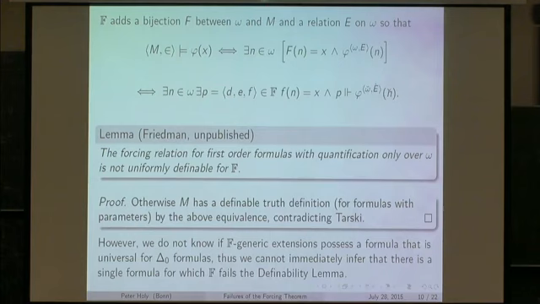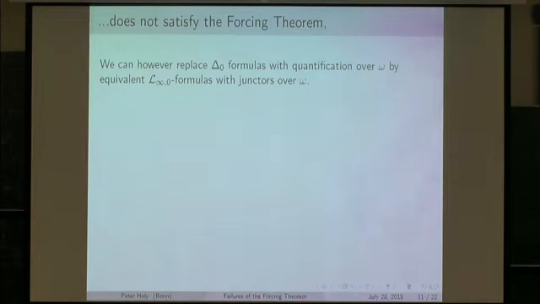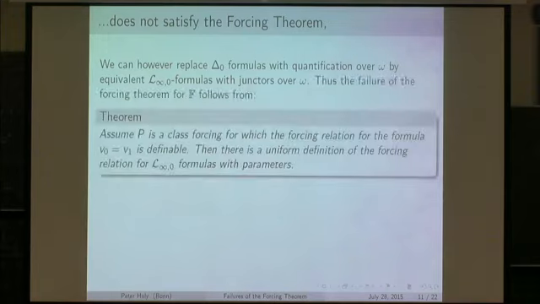So what do I want to say? Oh, yes. So the problem is that we don't know whether these generic extensions by the forcing f have universal delta zero, I mean, have a formula which is universal for delta zero formulas. And so this doesn't straight away give us that there's a single formula for which fails the definability lemma. But with a little extra work, we will get that. So the idea is that we replace delta zero formulas with quantification over omega by infinitary formulas with junctors over omega. So that's a trivial step.